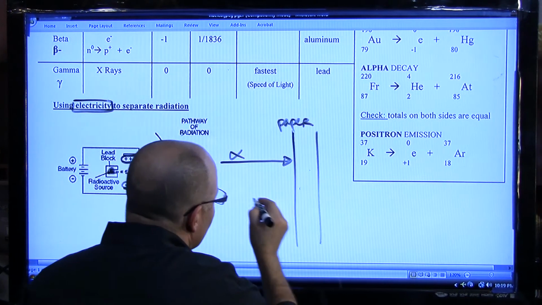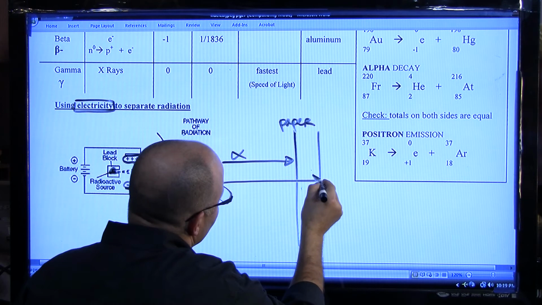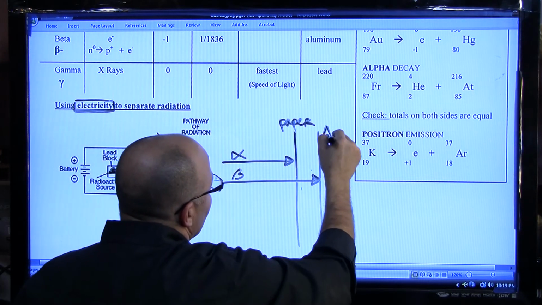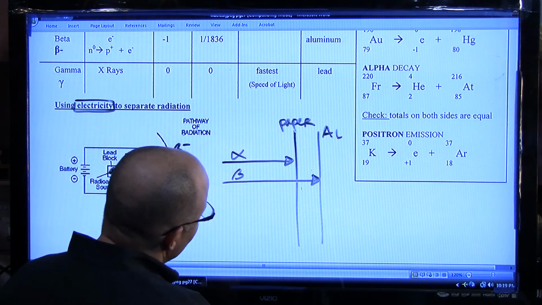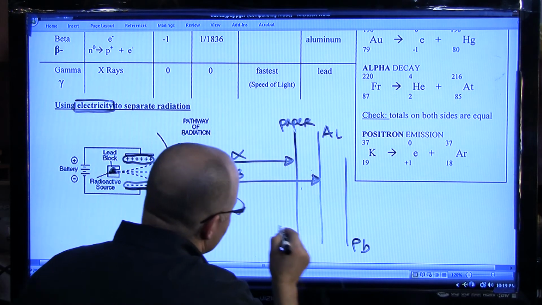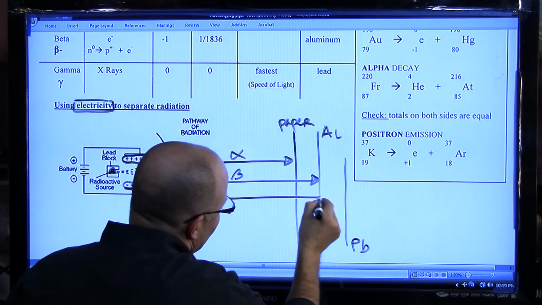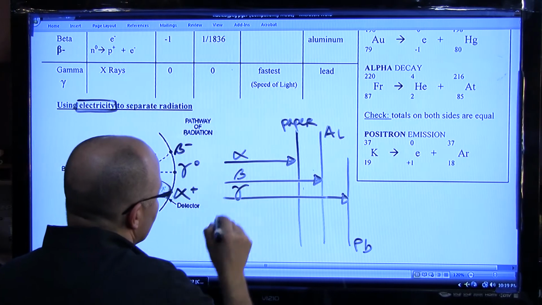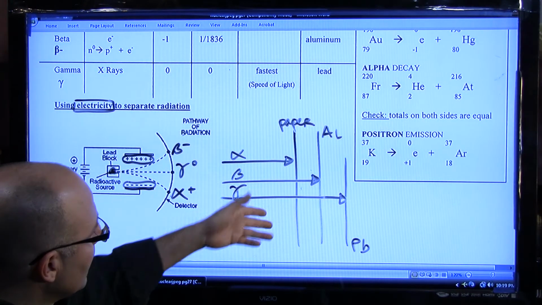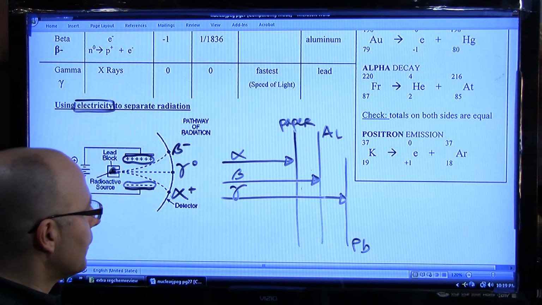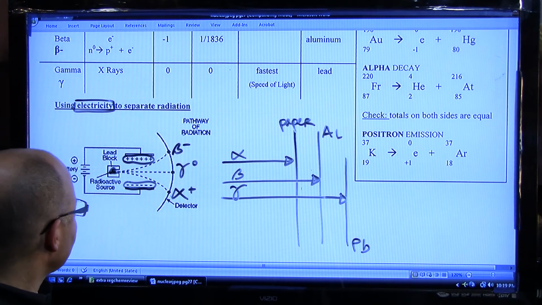The beta rays would go through the paper and they would be stopped by a piece of aluminum. And the gamma rays, on the other hand, you would need a piece of lead to stop them, because they would go through the paper, through the aluminum, and be stopped by the lead. So this is separating the emanations here based on the different degrees of penetration.